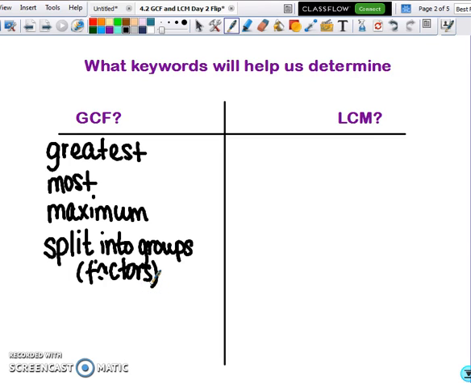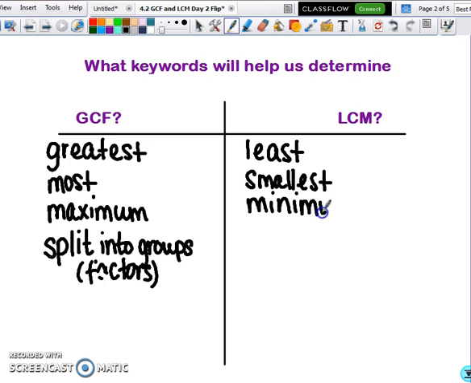Now, when you have least common multiple, of course you're going to see words such as least, smallest, or max, or minimum. Those are the typical ones, but LCM also has some special word problems as well. And that is because it's a multiple, we're dealing with multiples.